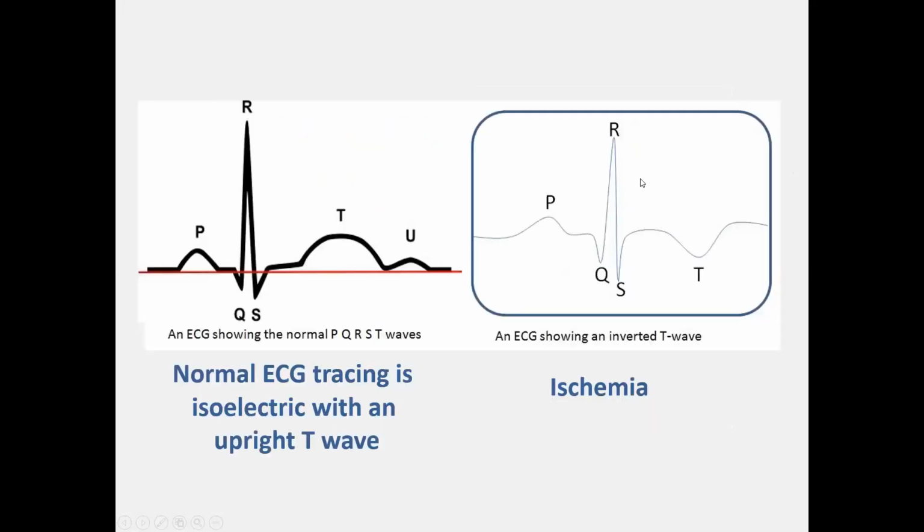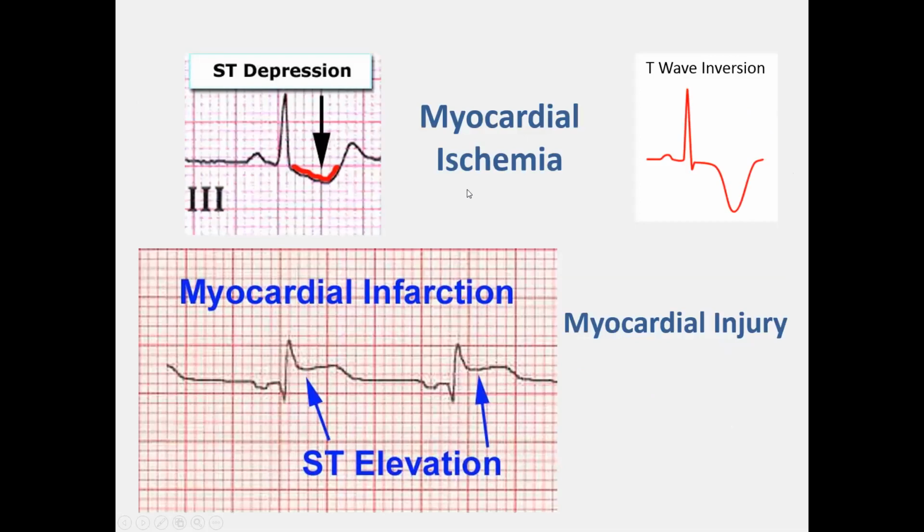So again, this ST segment, what does it tell us? It tells us that we're perfusing our heart. This ST segment should be isoelectric. If it's isoelectric, we're perfusing our heart. If this T wave is upside down, that indicates ischemia, T wave inversion. This person is having ischemia.